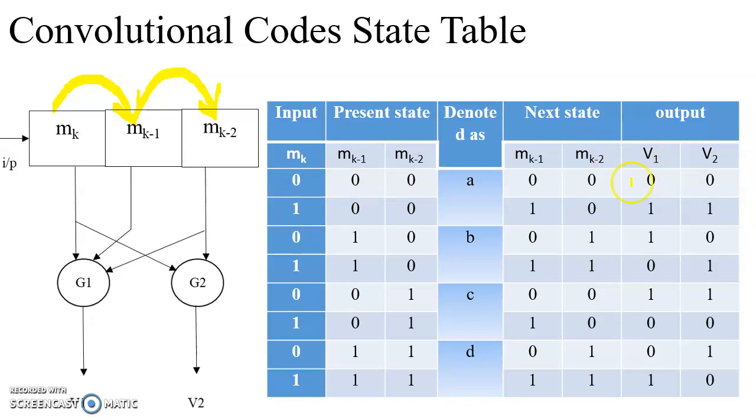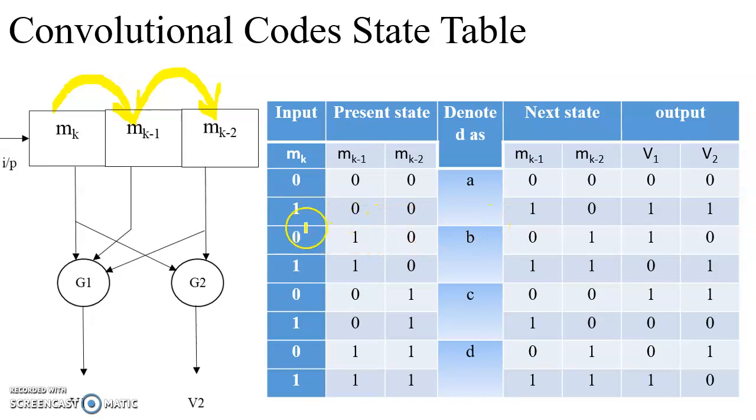Output V1 and V2 is written as: V1 is written as addition of Mk, Mk minus 1 and Mk minus 2. And V2 is written as addition of Mk and Mk minus 2. One more thing to note is that while adding, we are only considering the present states, and not the next states. So V1 is addition of all 3, that is 0 plus 0 plus 0. This is mod 2 addition, so it is going to be 0. V2 is addition of 0 plus 0. It is 0 again.